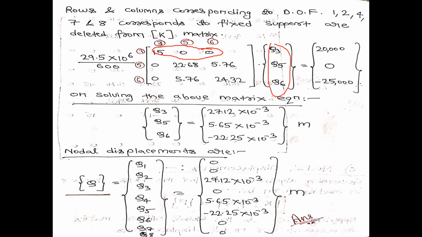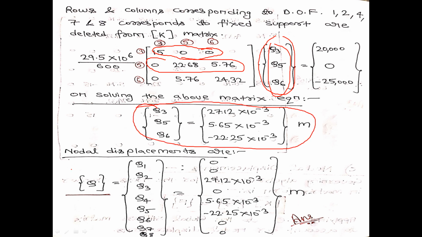The second equation will be when you multiply this particular row again with this column: 0 into q3 plus 22.68 into q5 plus 5.76 into q6, whole bracket times 29.5 into 10 to the power 6 by 600, equal to 0. Likewise, you will get altogether 3 equations. Solve these 3 equations, you will get the values of q3, q5, and q6.